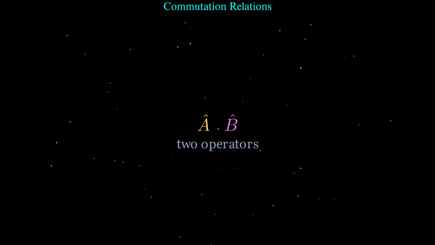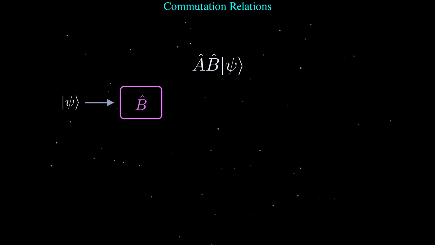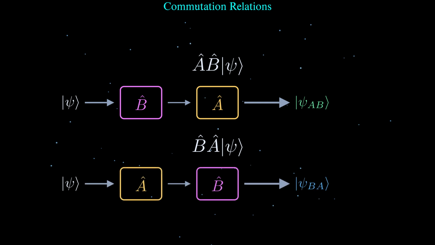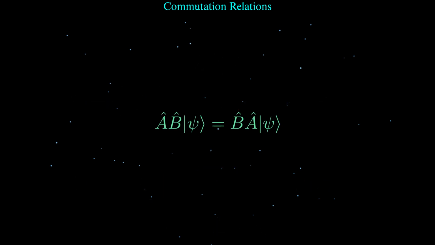Suppose we have two operators, A and B. We can apply them to a state in one order, AB on psi. This will mean that B acts first and then A acts second. But we could also apply them in the opposite order, BA on psi. This means A acts first and then B acts second. Now the key question is, do these two orders give the same result? If they do, then AB on psi would be equal to BA on psi. This means applying B first and then A to psi would give the same final state as applying A first and then B. So the order does not matter here.